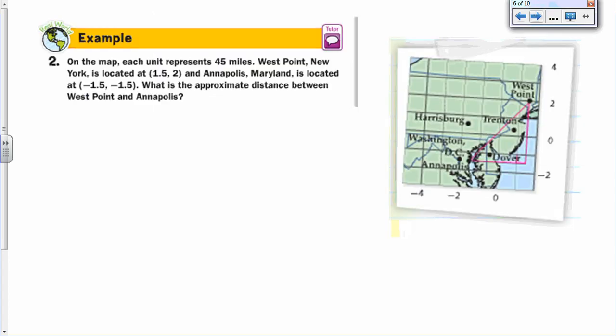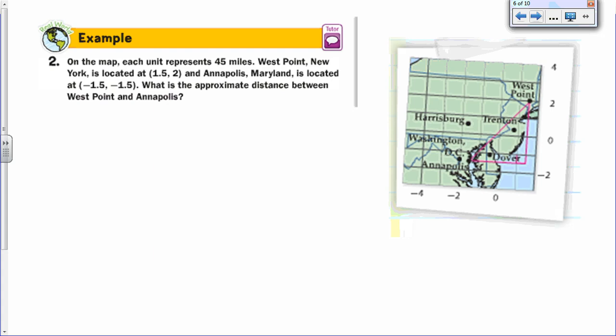So if you look at example 1, or example 2 in this case, on the map, each unit represents 45 miles. West Point, New York is located at 1.5, 2, and Annapolis, Maryland is located at negative 1.5, negative 1.5. What is the approximate distance between West Point and Annapolis? And then you've got this map over here that's showing you what that means. But because you're dealing with halves, fractions, so on and so forth, it's very difficult to count that.